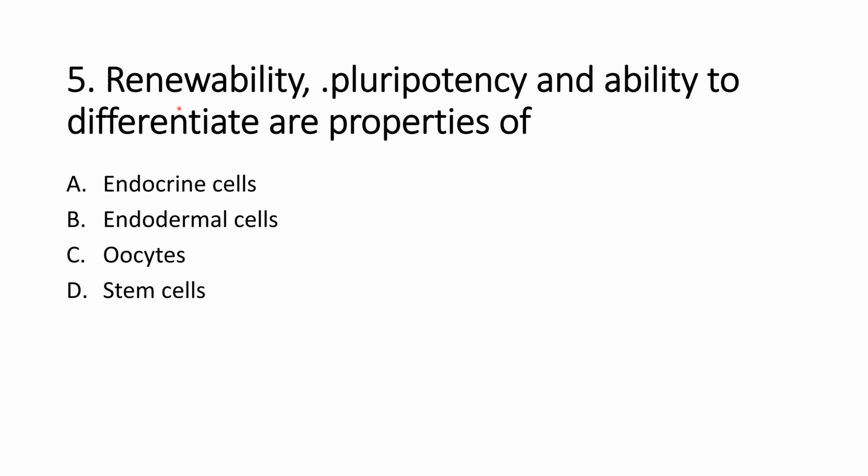Next question. Renewability, pluripotency, and ability to differentiate are the properties of: option A, endocrine cells; option B, endodermal cells; option C, oocytes; option D, stem cells. Our answer is option D, that is stem cells. Stem cells possess the properties of renewability, pluripotency, and the ability to differentiate, making them unique and crucial for various biological processes and potential therapeutic applications. That is the capacity of stem cells.